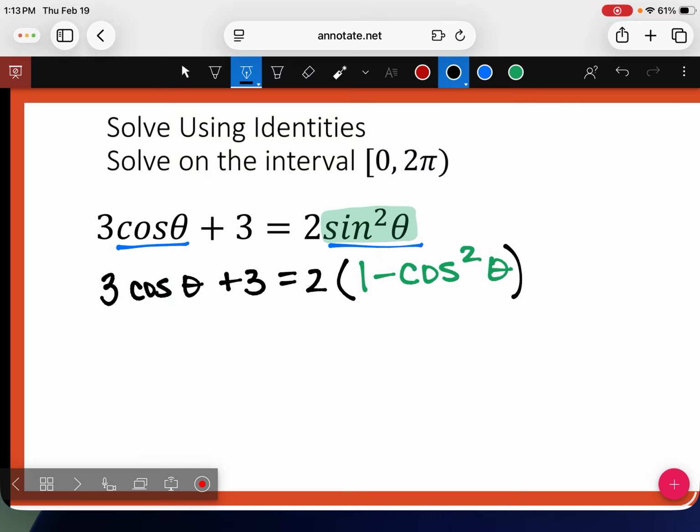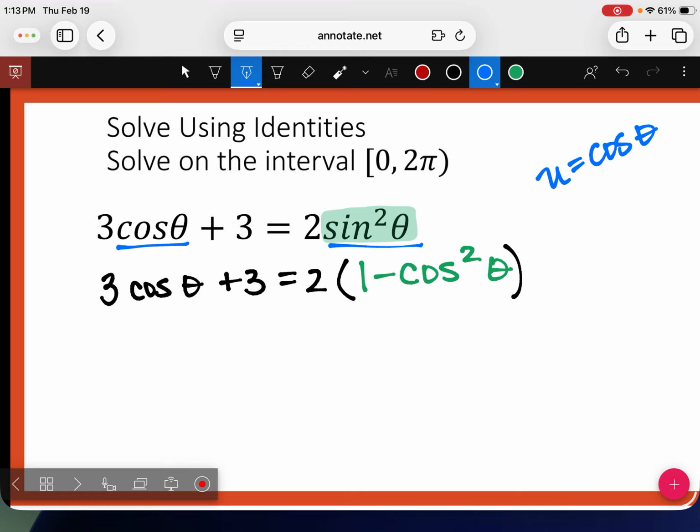Now, I only have a cosine. Does everybody see that? Okay, I know this is kind of rough. We'll get there. So I'm gonna do my u substitution at this point. I'm gonna take out the cosine, and I'm just going to say that u equals cosine.